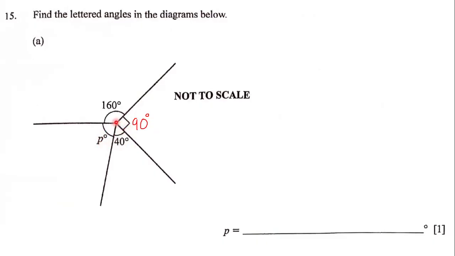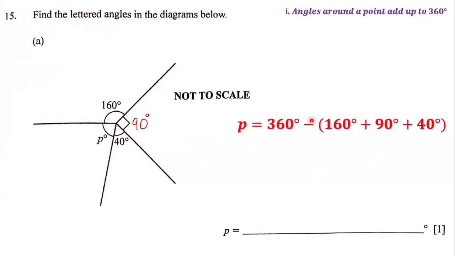Indeed, we know that if we have a point, angles around a point add up to 360 degrees. And we know that one revolution is equal to 360 degrees, or we can say that the angles inside of a circle add up to 360 degrees. That means that 160, 90, 40, and P must add up to 360 degrees. So in order to find P, we need to take 160, 90, and 40, add them all together, and then take that sum and subtract it from 360 degrees.